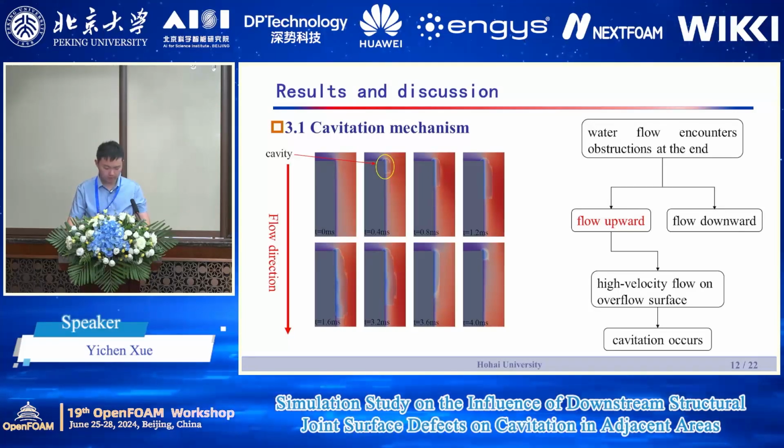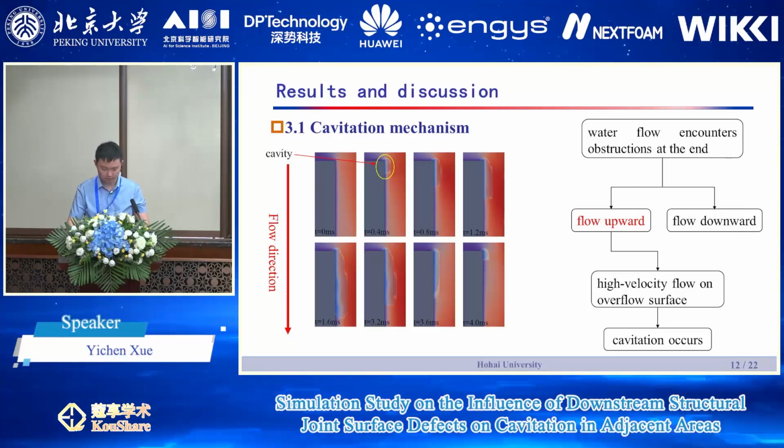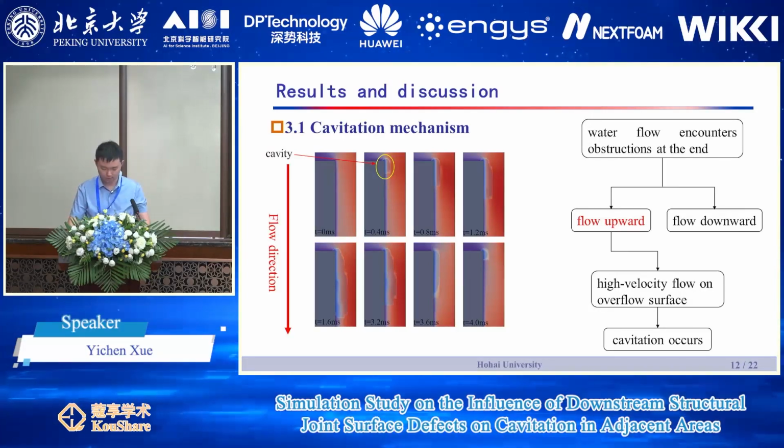When the cavity is forming, it moves downstream with the flow. At the same time, the cavity also spreads laterally, thus eroding the overflow surface around the joint.